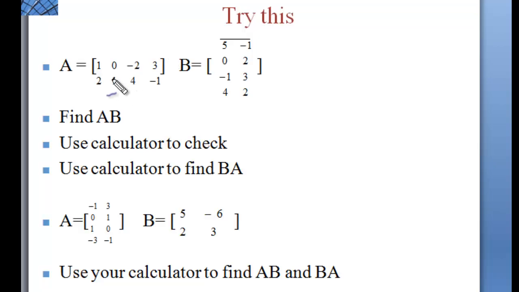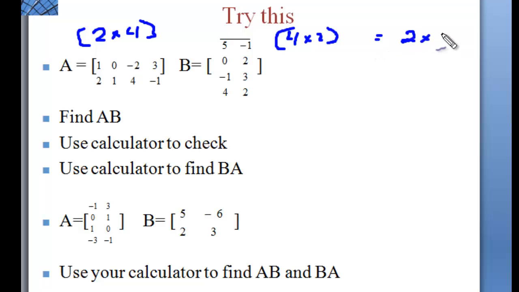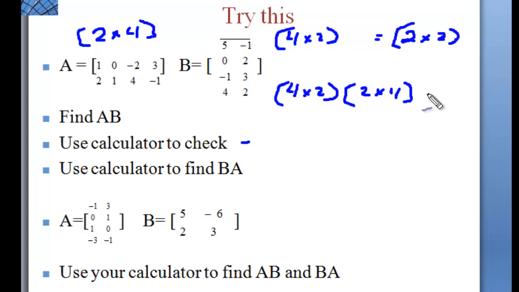So I'd like you to try these. Given these matrices, A is a 2 by 4 matrix, and B is a 4 by 2 matrix. I want you to find A times B, which should give you a 2 by 2 matrix. Use your calculator to check it. Then find BA. If we have BA, we have a 4 times 2 times a 2 times 4, which should give you a 4 by 4 matrix.